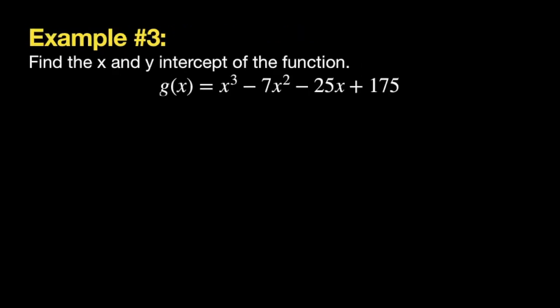For this example, we're going to be paying attention to the x and the y-intercept. The easiest one to find is going to be your y-intercept. So what we're going to do is just put 0 wherever we see an x. So that's going to be very quick. So we're going to rewrite this, but instead of x, we're going to put 0.